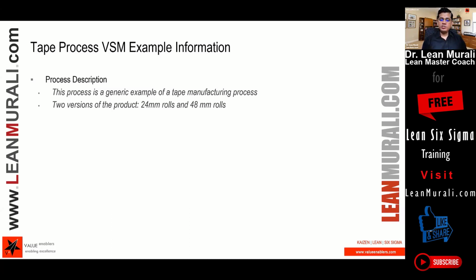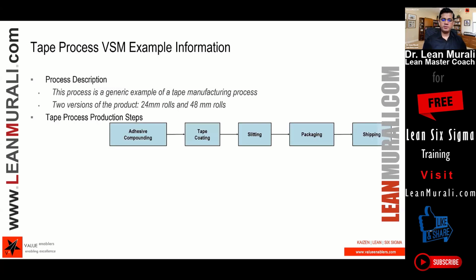24 millimeter rolls and 48 millimeter rolls. So which means that almost 1 inch roll and 2 inches roll. So two versions of these products. So if the product description is clear, we'll talk about the production steps. And this is the high level process flow diagram.